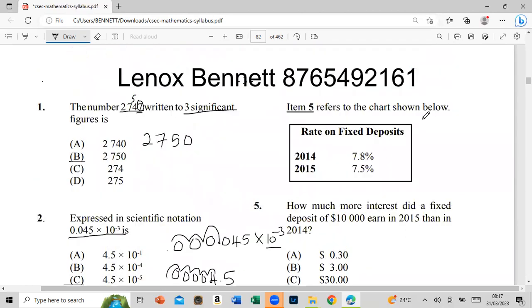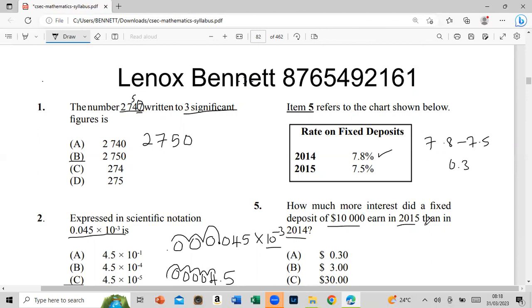Item 5, refer to the chart below. Rate on a fixed deposit: 2014, 7.8; 2015, 7.5. How much more interest did a fixed deposit of 10,000 earn in 2015 than 2024? This question is kind of wrong because you would earn more in 2014 or so. Anyway, now focus on that. So what I'm going to do, I'm going to take the difference. 7.8 minus 7.5. So there's a 0.3 difference.